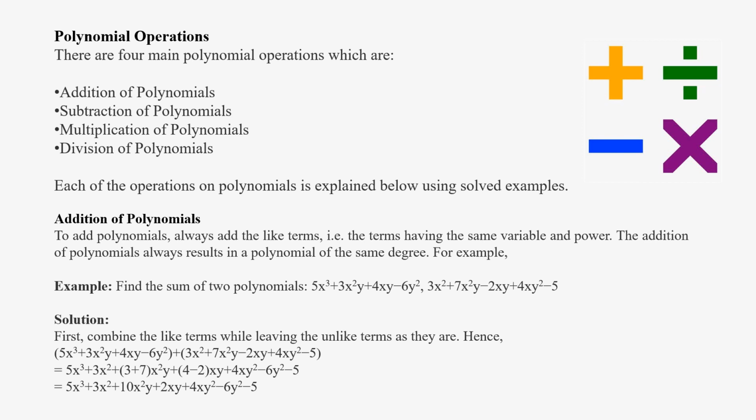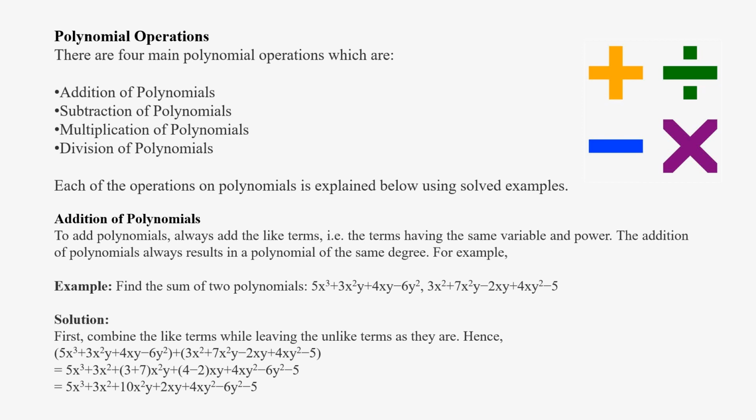So we can discuss finding the sum of the two polynomials. Suppose this question is given. Sum means you have to make an addition. Okay, you have to do an addition with two expressions, two polynomials. So you have here two polynomial expressions. First is 5x cubed plus 3x square y plus 4xy minus 6y square. Here is the first polynomial, and the second polynomial is 3x square plus 7x square y minus 2xy plus 4xy square minus 5. So here is the second polynomial.